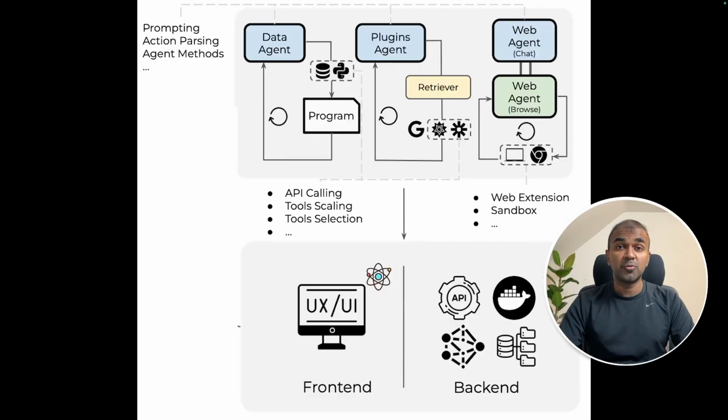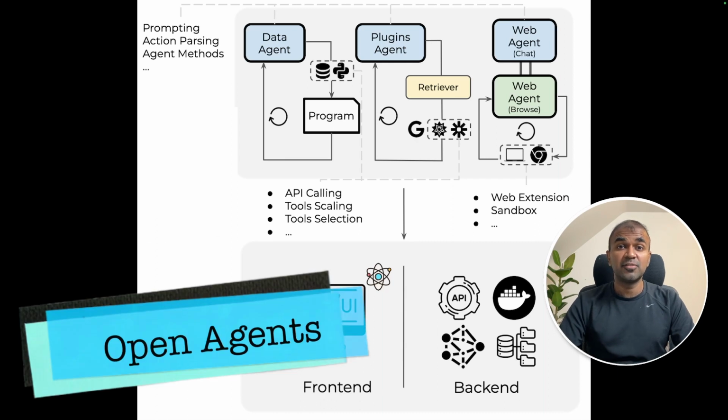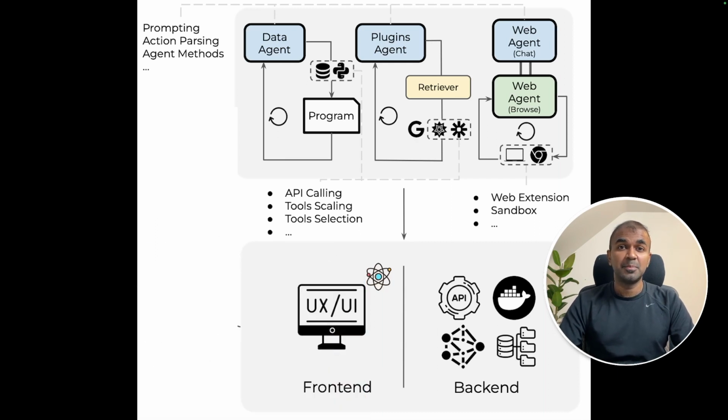Hi everyone, I'm really excited to show you OpenAgents. It uses different agents such as data agent, plugins agent, and web agent. The data agent is used for data analysis. The plugins agent uses a lot of plugins where you can interact with various other services. And using web agent, you are able to get data from the browser or the internet. In this video, we are going to see only the data agent, and I'm going to take you through step by step how to install and then run that.